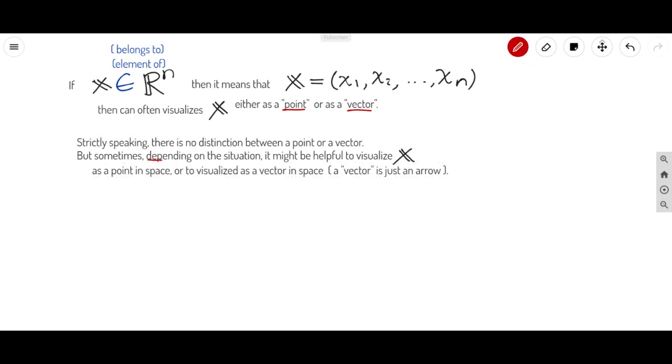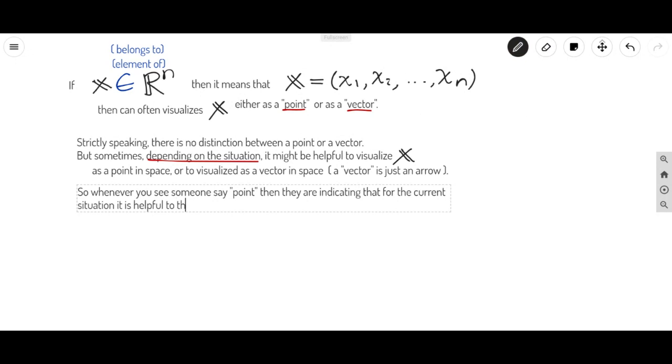And it always depends on the situation. In some problems, it's more helpful to visualize this entire thing as a point, like a single location in space. And sometimes it's more helpful to think of it as an arrow. And we'll see instances of where it's more convenient to think of it either as a point or as a vector. So whenever you see someone say point, then they are indicating that for the current situation, it is helpful to think of points.